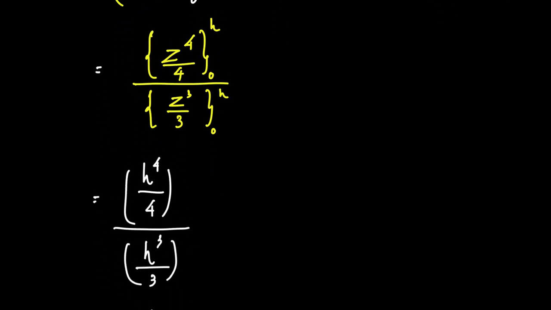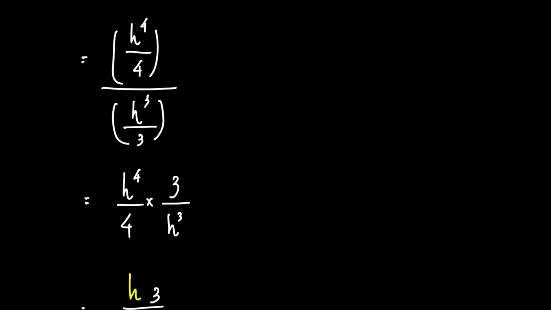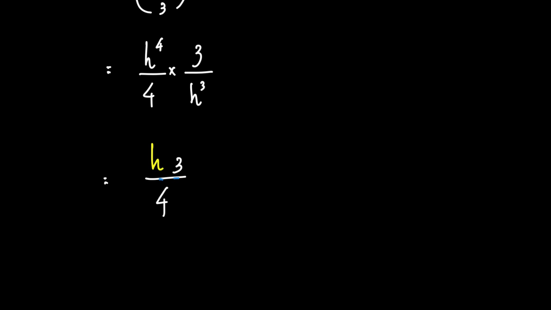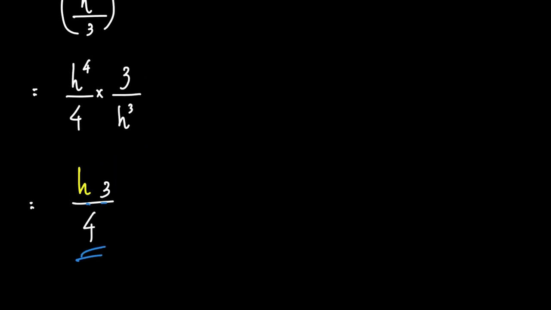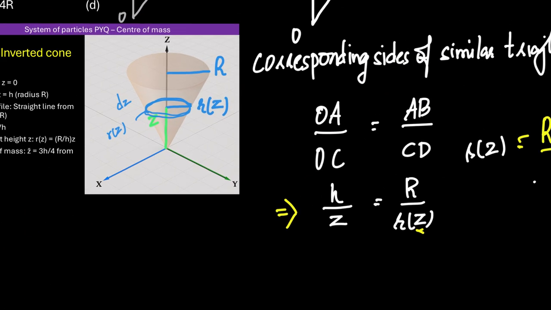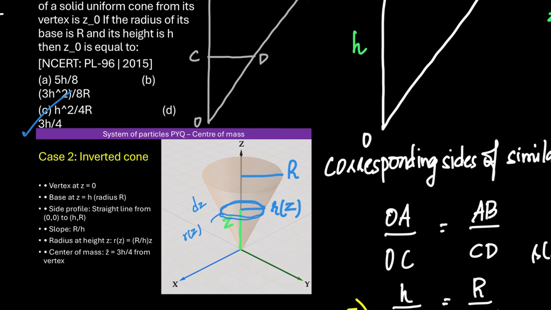So this gives us h raised to 4 by 4 minus 0 by 4, over h cube by 3 minus 0 by 3, which is h raised to 4 by 4 divided by h raised to 3 by 3, which gives us h raised to 4 by 4 into 3 by h cube. H raised to 4 by h cube is h. So what we get is 3h by 4. Okay, so the correct option here is option C, 3h by 4.